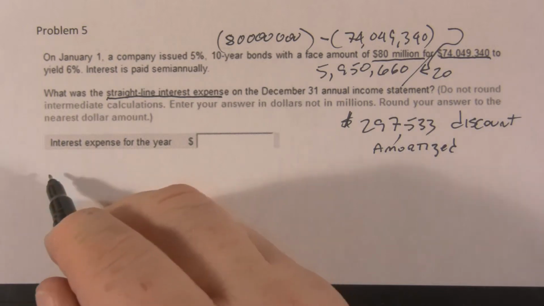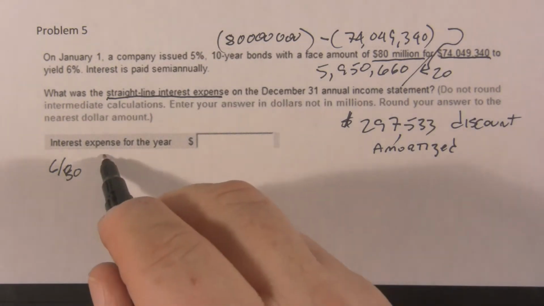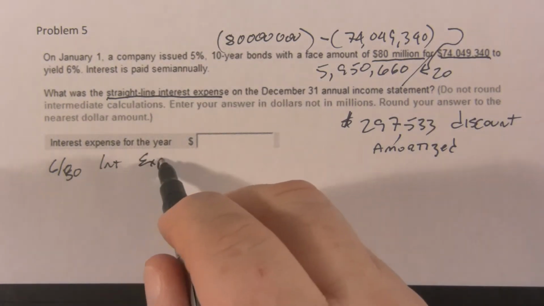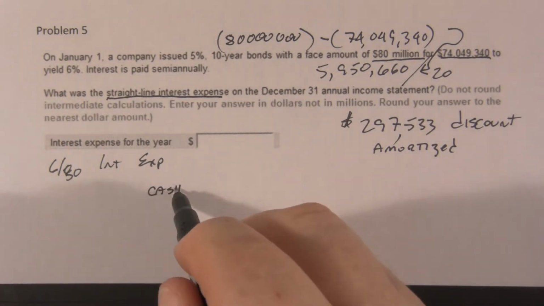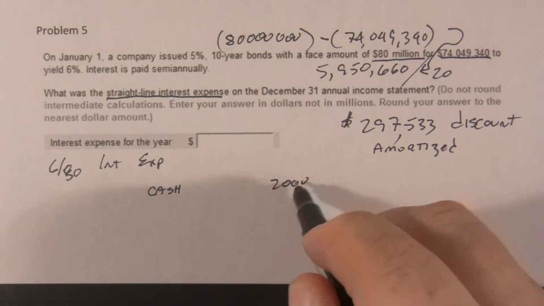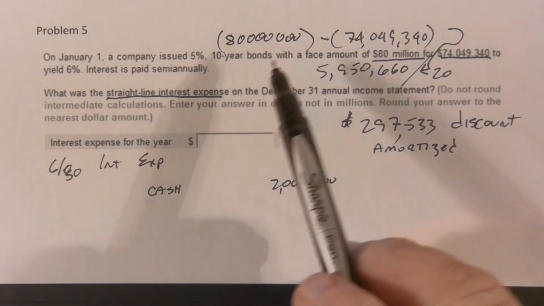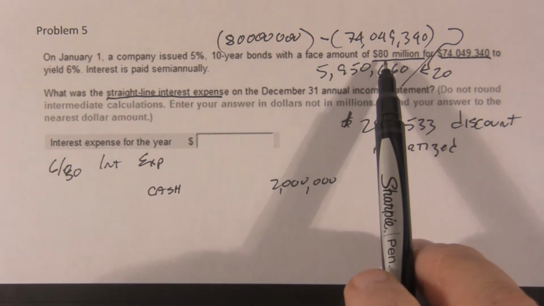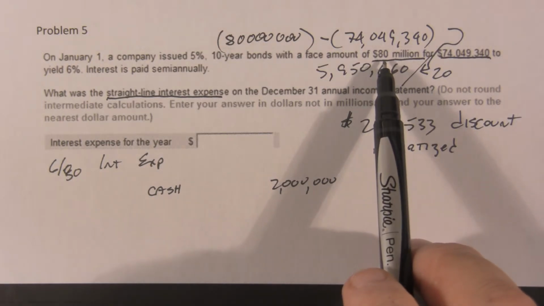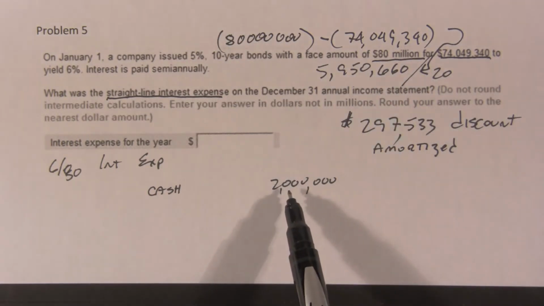So in June, when they did this, 6/30 was the first interest payment. We have to figure out the interest expense. We don't know what that is. We do know that they sent out cash of $2 million. You see where that came from? Okay, 5% of $80 million. So 5% of that would be $4 million once a year. We're doing it twice a year, so it's $2 million each payment.